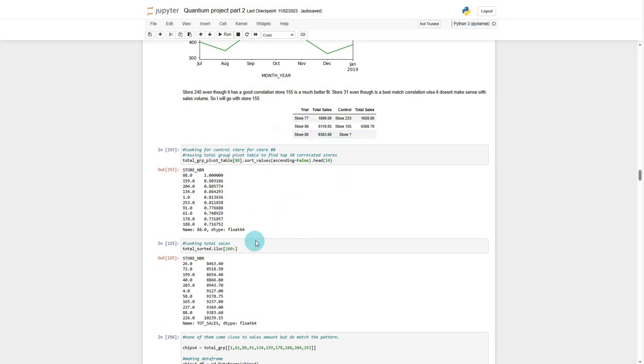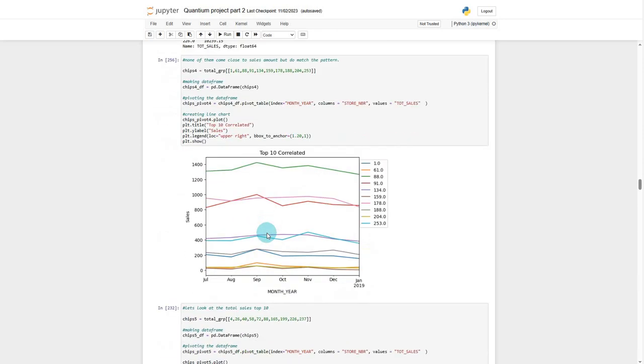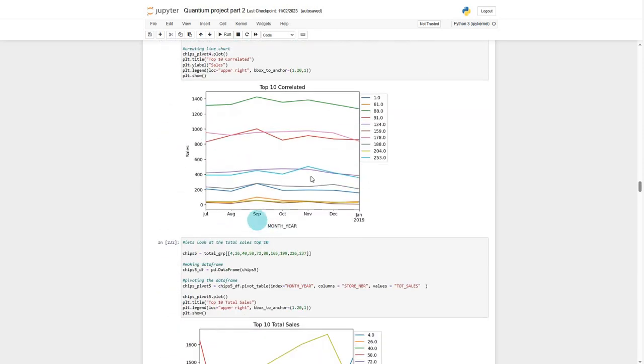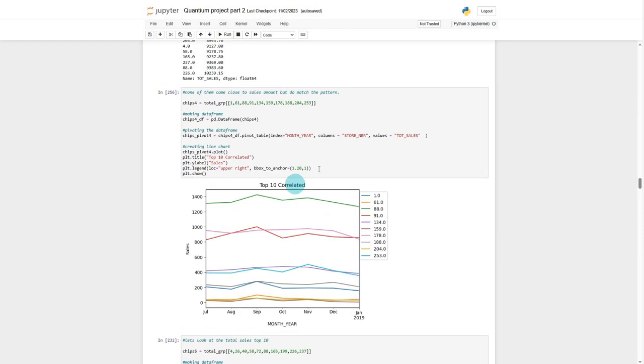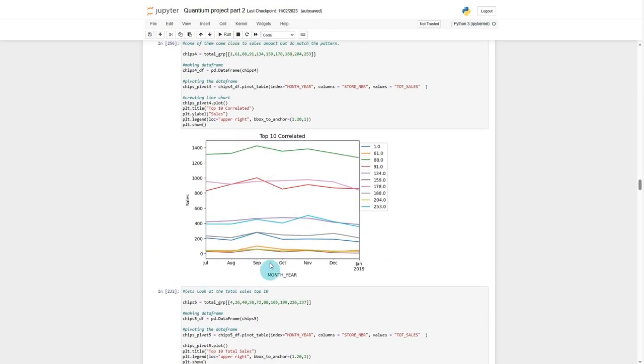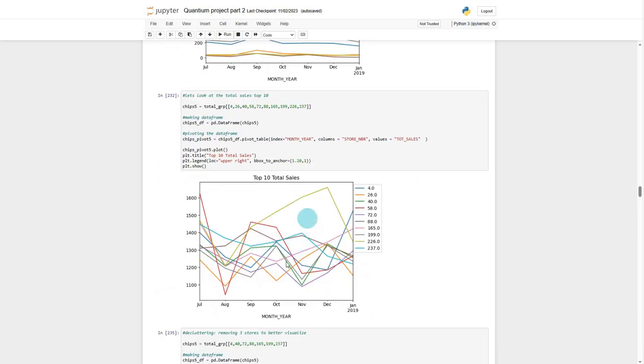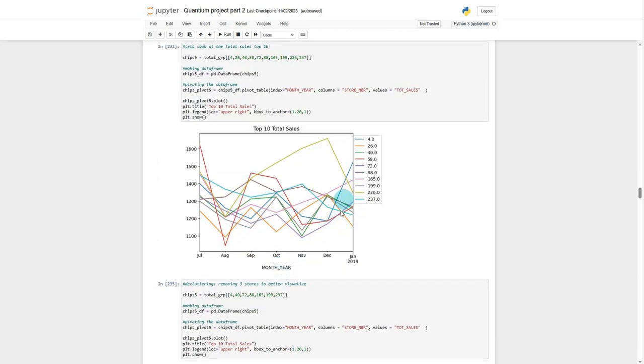And then I moved on. Same thing with trial store 88, I did the same methodology, looking at the top sales, looking at the correlations, plotting it. I did the correlations first on this one. Based on the correlations, as you can see, again we ran into an issue where none of the stores come close to sales volume wise. Top 10 correlated doesn't come close. If you do the total sales, as you can see, it's a bit messy again.